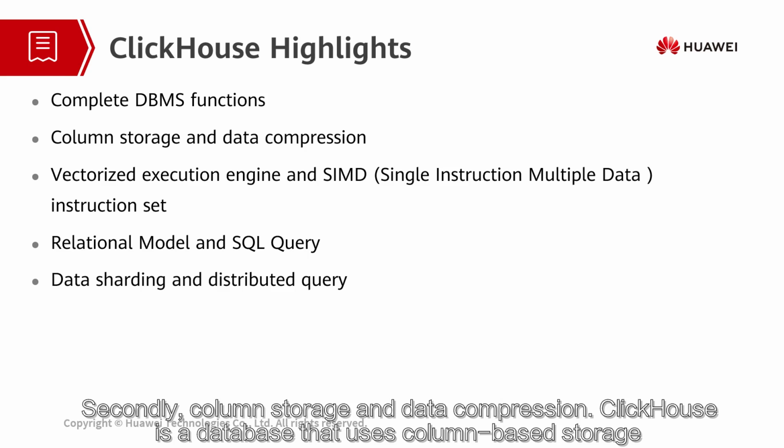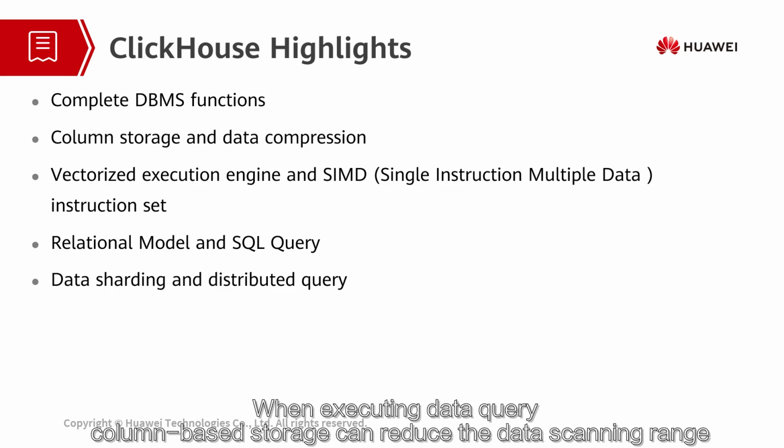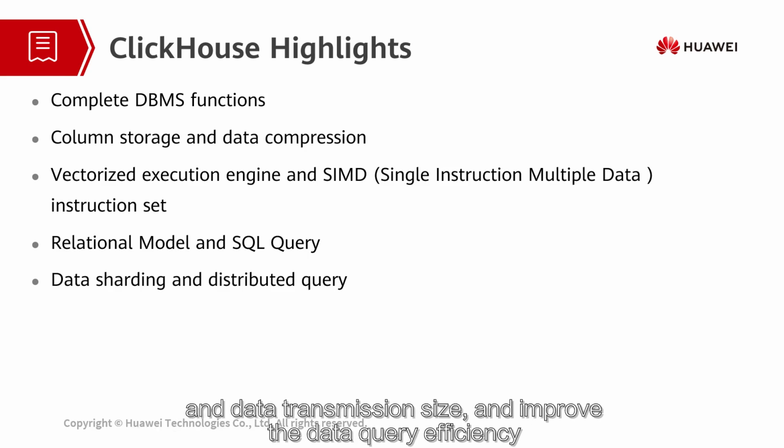ClickHouse is a database that uses column-based storage. Data in the same column is stored together, and columns are stored in different files. When executing data query, column-based storage can reduce the data scanning range and data transformation size, and improve the data query efficiency.